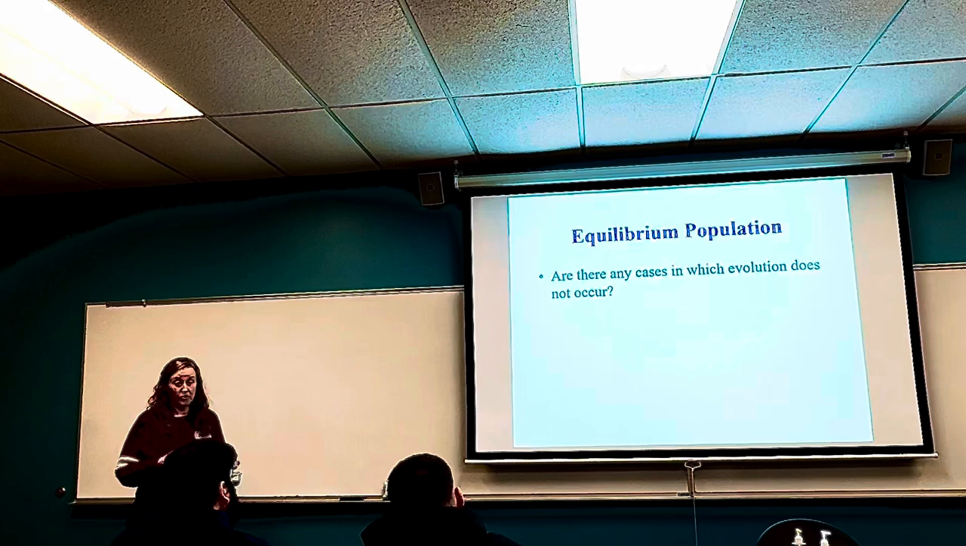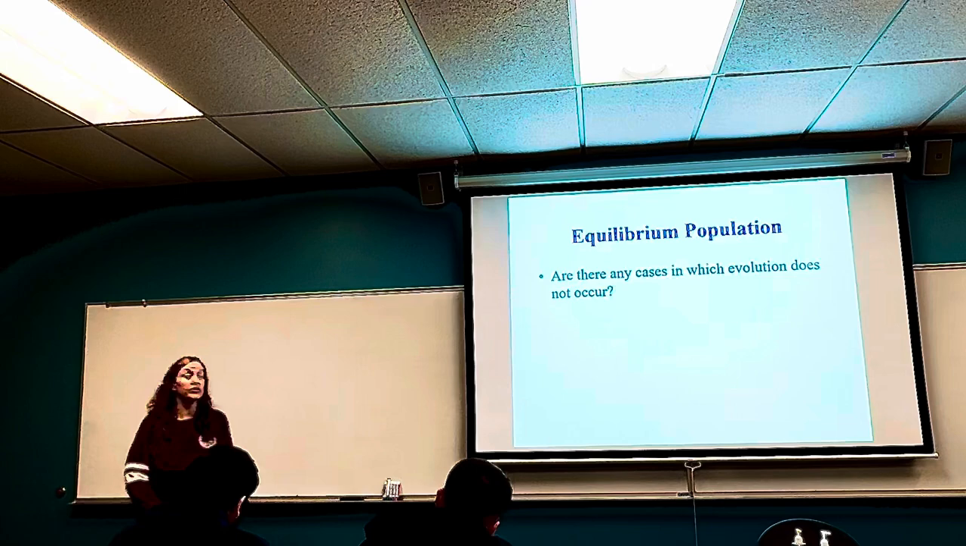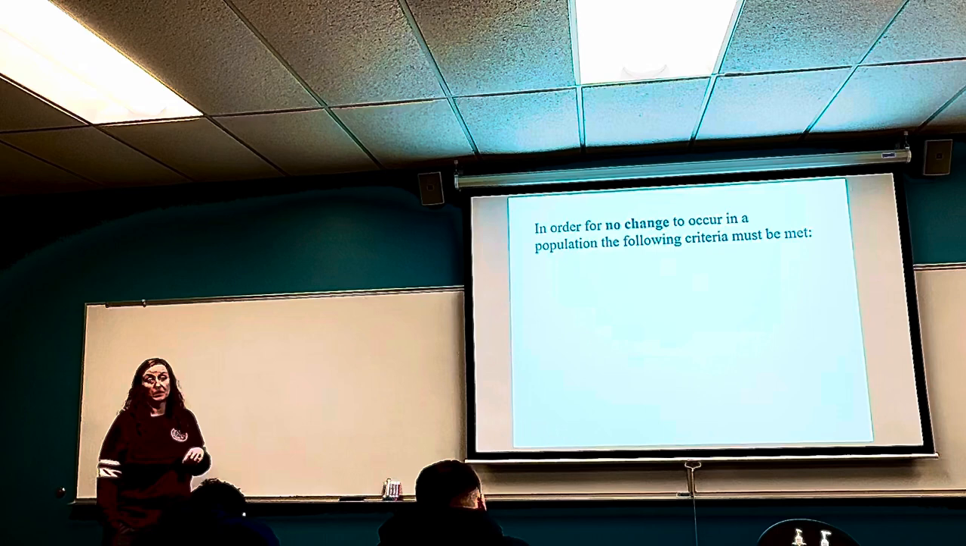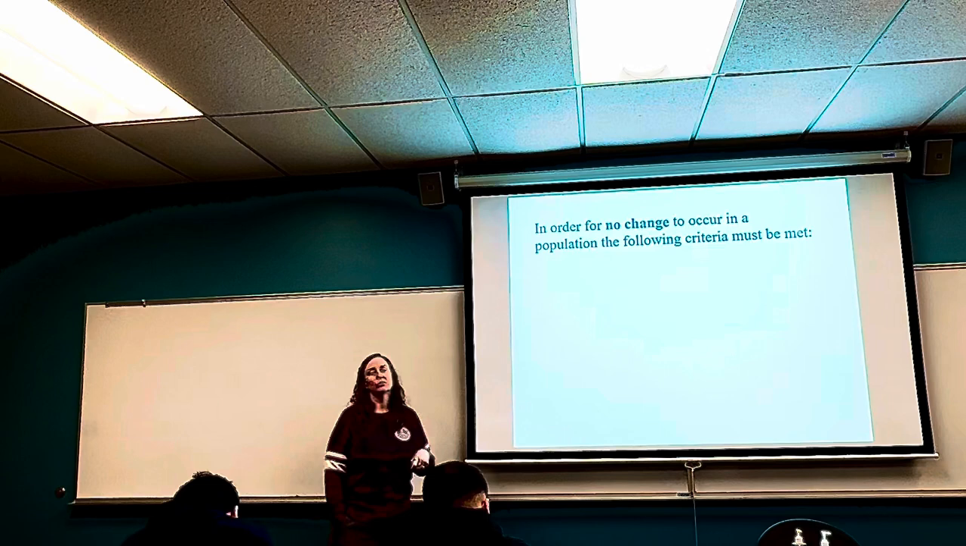You're never going to see a state where all the variation stays exactly the same, where the gene pool stays the same over time. There are certain criteria that have to be met in order for this to happen, meaning that no evolution means no change. And if we actually could have an equilibrium population, every one of these has to be met. So one is there has to be no mutation. I already said nah.